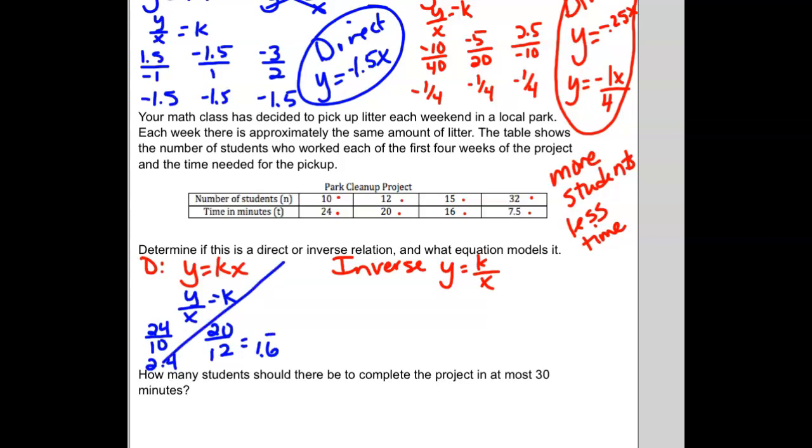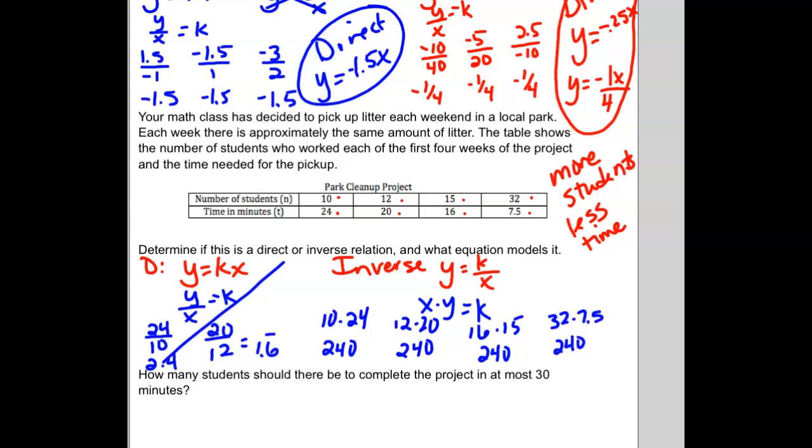Okay, let's try our inverse. To solve y equals k divided by x for k, we would have to multiply our x over. So we want to check, does x times y give us a constant? So 10 times 24 would be 240. 12 times 20 is also 240. 16 times 15 is also 240. And 32 times 7.5 is also 240. So we are getting a constant of 240. So our equation then would be y equals 240 divided by x. And that is an inverse variation.